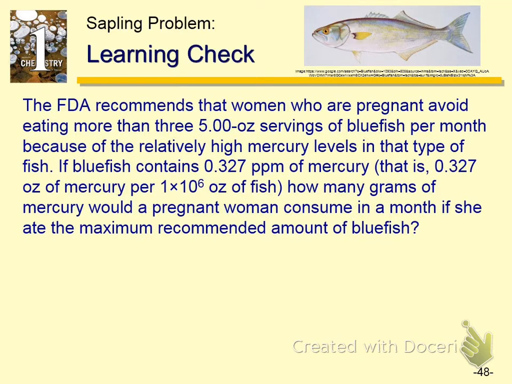15 ounces. Okay, we're going to start with what's by itself, which is the serving that we've got. And I have 3 times 5 ounces, which you could just say 15 ounces. Okay, now this is fish, right? So again, we have ounces of fish and we have ounces of mercury. What's going to come next?